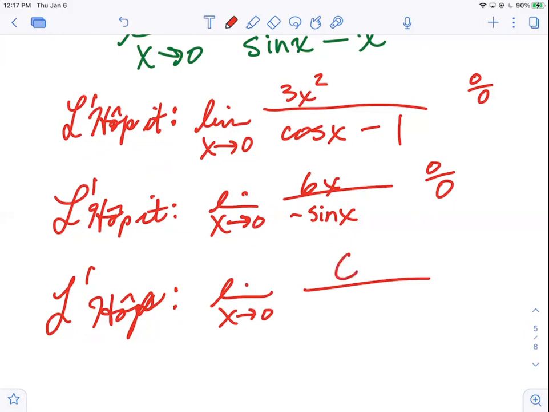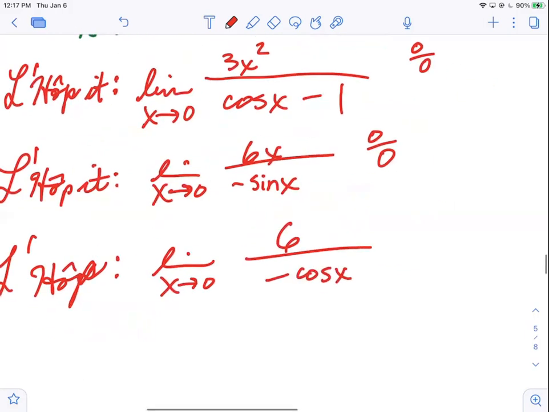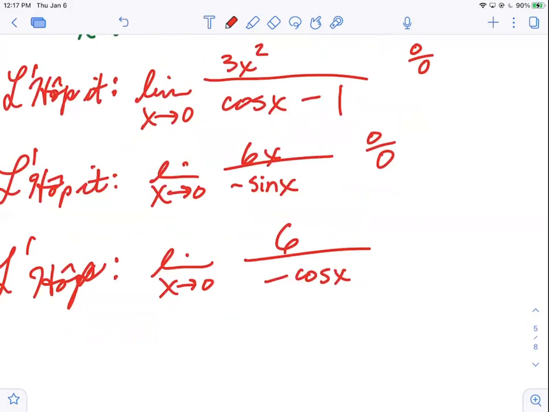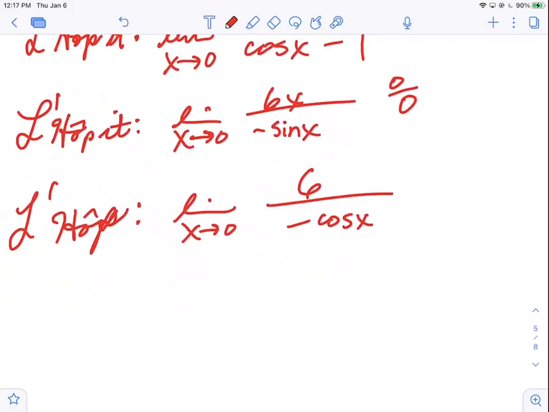The derivative of 6x is 6. The derivative of negative sine is negative cosine. And now we know we're making progress, because if you notice what's happening every time we take the derivative, the degree of the numerator is decreasing. It's a polynomial, so the variable will eventually disappear and it's gone. So now we know we're going to get a final answer. You get 6 over negative 1, or cosine of 0.